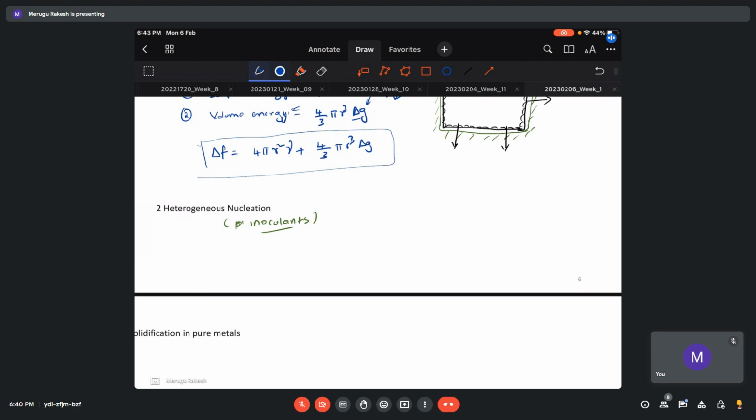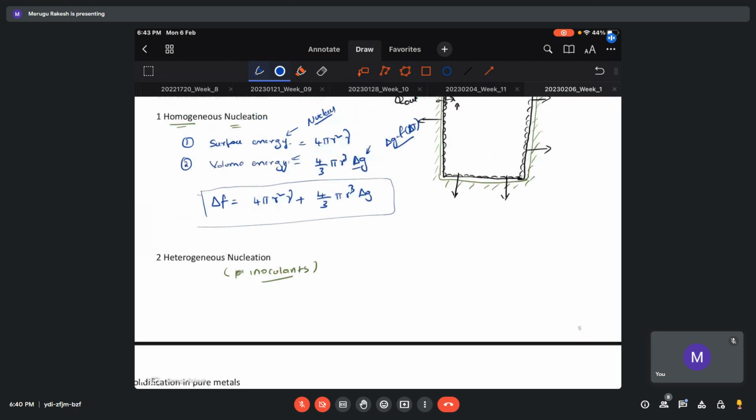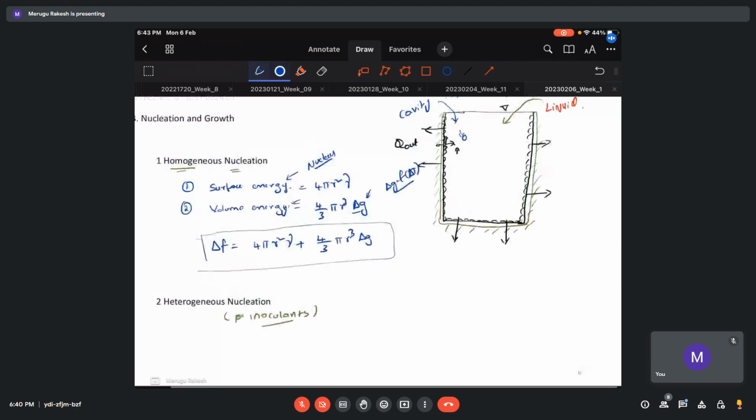So in simple terms, this surface energy depends on the surface area of the sphere divided by the volume. For a sphere, if you write this, you will end up getting 3 by r. So this r is in the denominator. Suppose for a small sphere, that means if r tends to 0, the surface energy is too high. It is almost infinity.